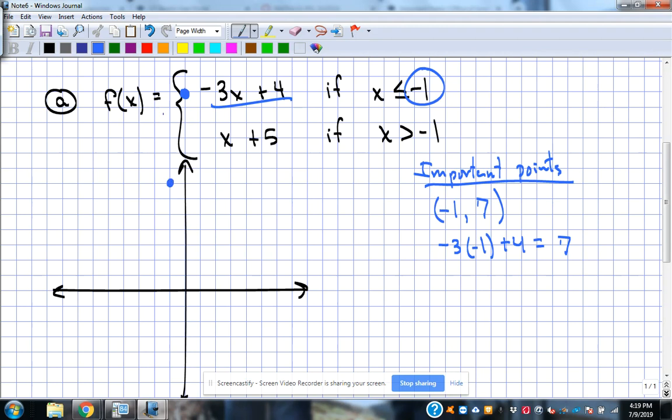If it doesn't have the equal to mark, I'd put an empty circle there, just showing where it's at. So it would look something like that if it wasn't an equal to mark.